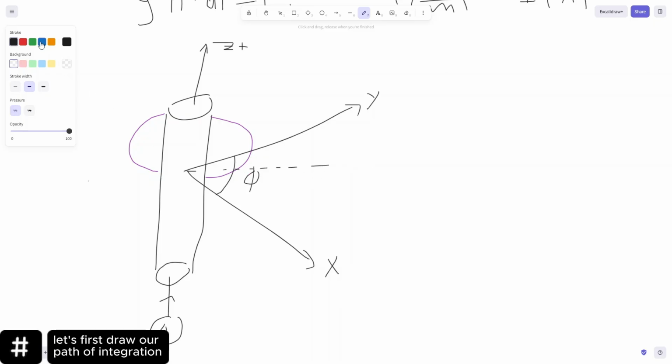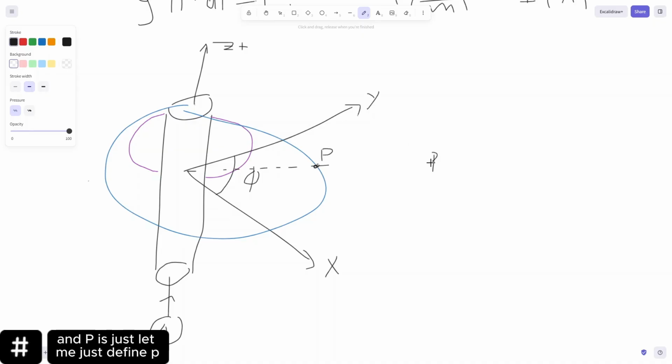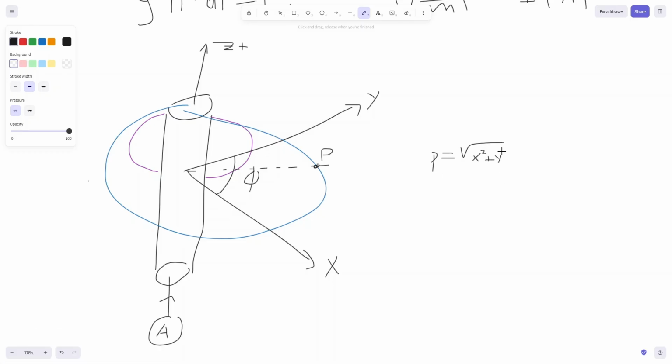Let's first draw our path of integration. Let's draw it more circular, like this. Then we have our radial component p, and p is just the distance from our center. Phi is the angle between the y and x axis, and then we have the z. So these are the things that our geometry depends on.